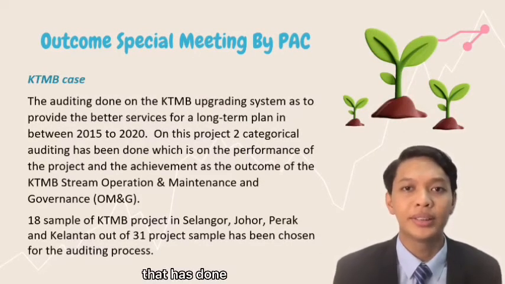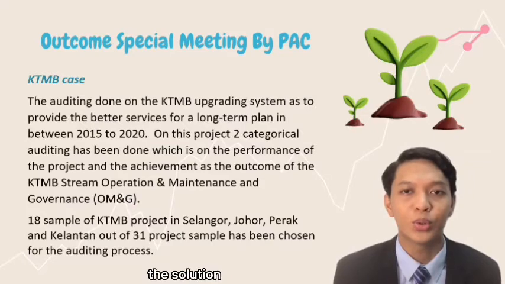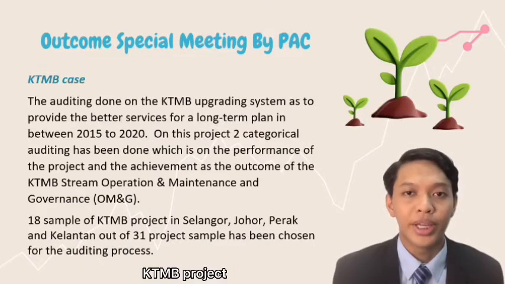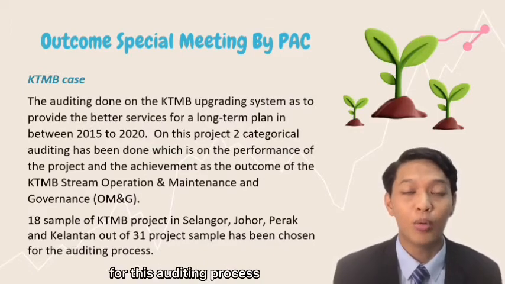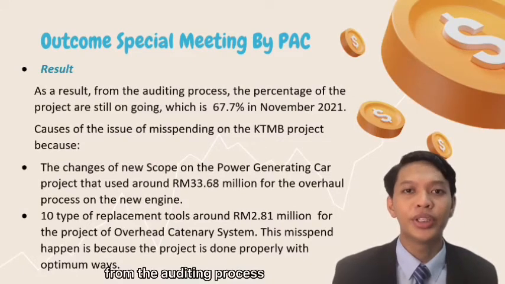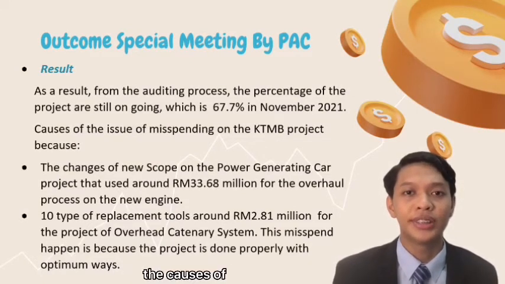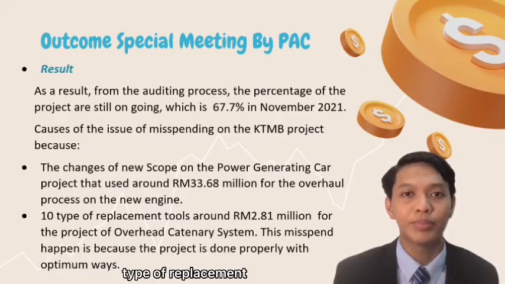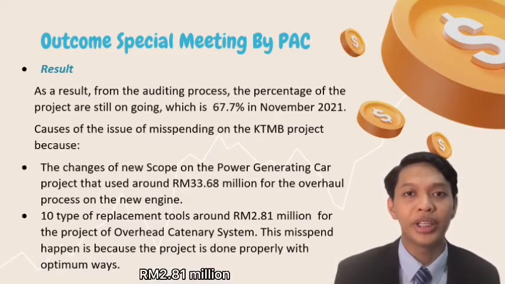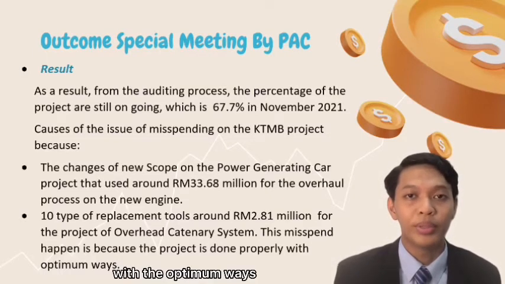An example of a special meeting that has been done is on the KTMB case, where the PAC identified the problem and provided the solution. The KTMB project had 18 samples in Selangor, Johor, Perak and Kelantan, out of 31 project samples chosen for this auditing process. As a result of the auditing process and special meeting, the misspending on the KTMB project happened because of the use of 10 types of replacement tools around 2.81 million ringgit for the project of overhead sanitary system. This misspending happened because the KTMB project was not done properly in the optimum way.